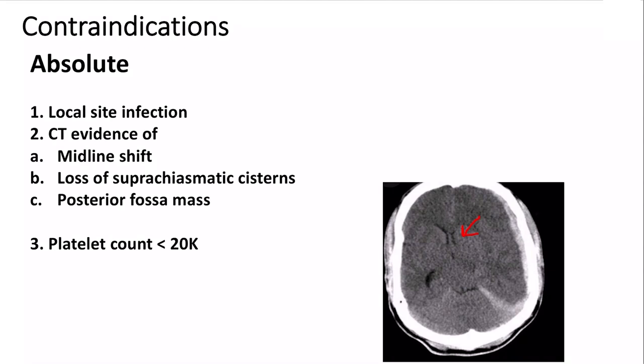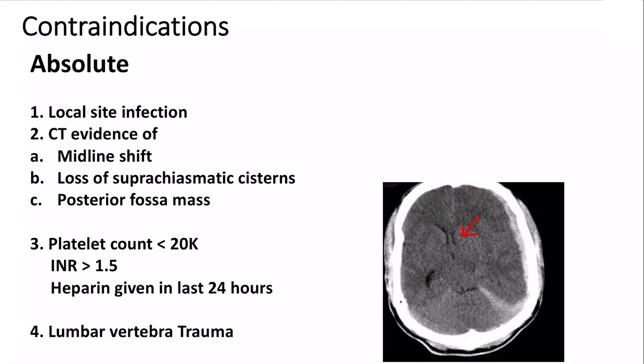You will notice I'll be talking about coagulopathy in both the absolute one as well as the relative one. In absolute one, I am talking about dire straits. What I mean by dire straits is platelet count less than 20K or INR in excess of 1.5 or heparin has been given in previous 24 hours, then you will definitely have to defer the procedure. Another contraindication would be a lumbar vertebra trauma.